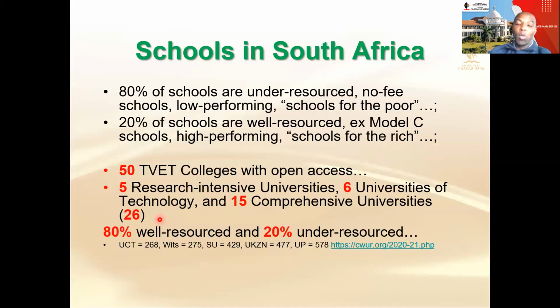you find that, for example, UKZN has approximately 78% of its students from under-resourced schools. Which means it's now bringing in other categories, not only from the 20%, but it's also drawing from the 80%. So that's what is happening there.